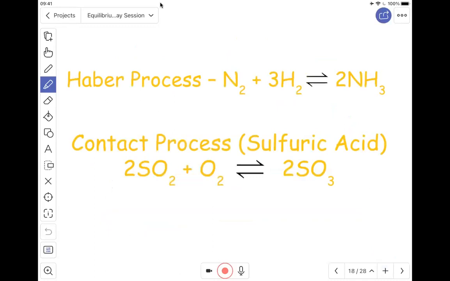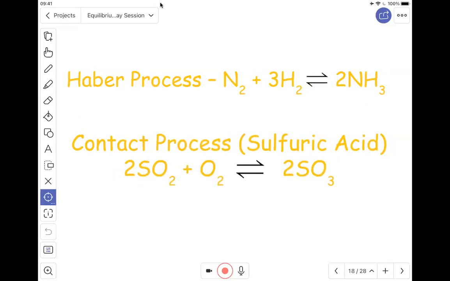Here we have 2 examples of equilibrium reactions, which are gone into in more detail on the ExamRevision website: the Haber process and the contact process. The Haber process is for the production of ammonia. Nitrogen and hydrogen react to give us ammonia, but because of the reversible reaction arrows, this ammonia can break back down to produce nitrogen and hydrogen again.